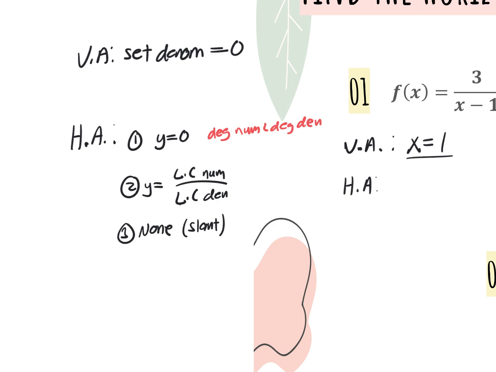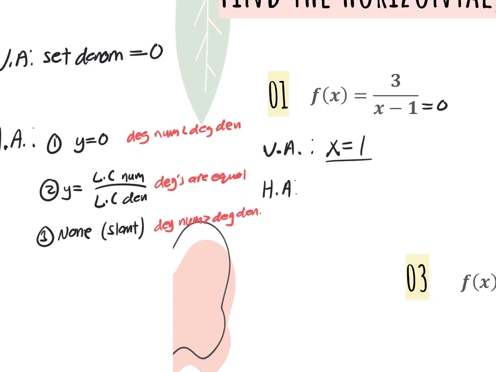All right, and it's the leading coefficients if the degrees are equal. So degrees are equal. And it's none, it has a slant if the degree of the numerator is greater than the degree of the denominator. All right, so let's take a look at this one.